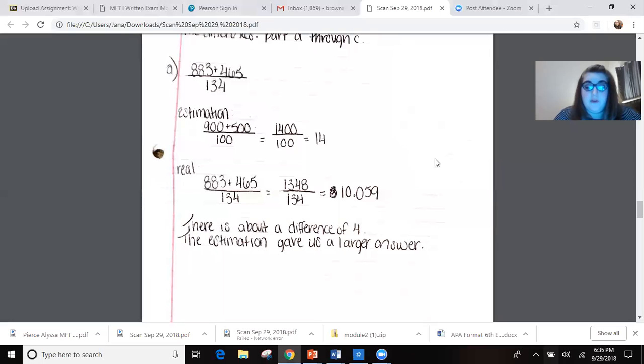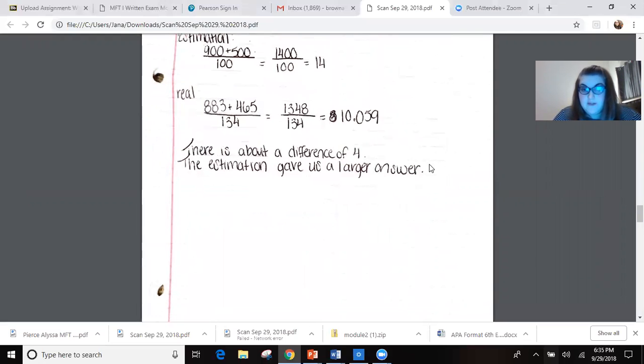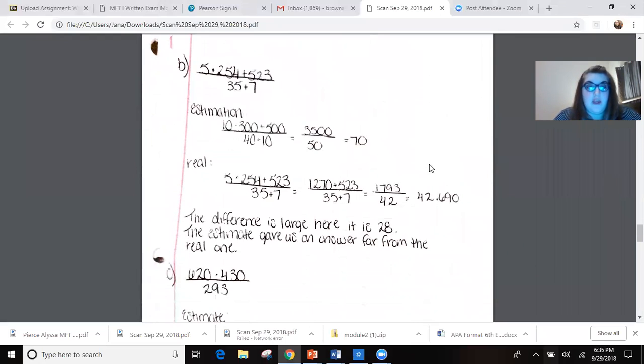Now the real world computation, as we figure, turns out to be 10.059. Now there's about a difference of 4, so the estimation gave us a bit of a larger answer. Some estimations will give you larger, some will give you smaller, and we'll just keep looking at those. So then we have 5 times 254 plus 523.